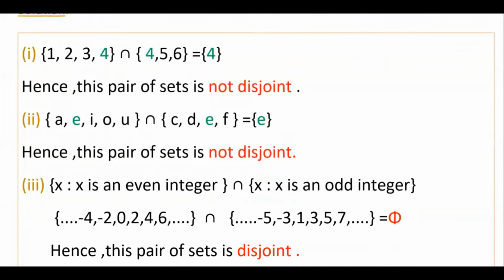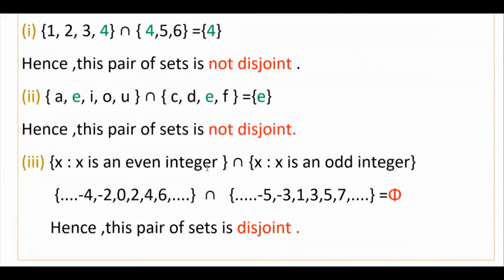This is another pair of sets. So we know that integers are positive and negative numbers including 0. So from those integers, you have to take out even integers. We know that even numbers are those divisible by 2. So 2, 4, 6, all these numbers are even numbers, but for even integers you have to take the negative numbers also. So minus 4, minus 2, minus 6, etc., and 2, 4, 6, and 0 is also an even integer. So these are called even integers.